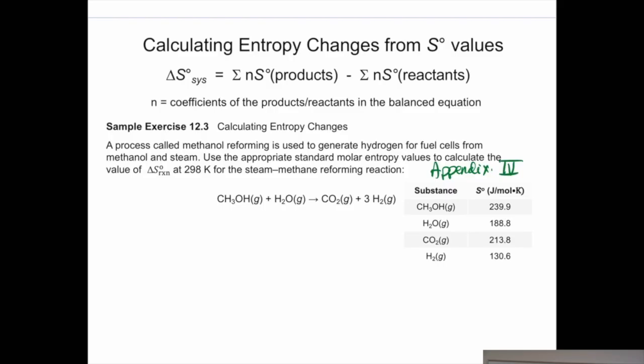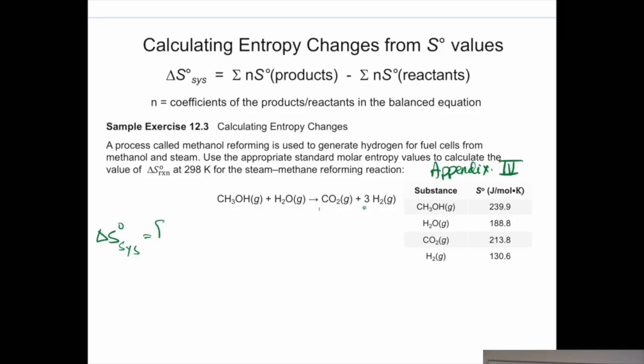I'll show you how it works on this one, and then you'll get a chance to practice it a little bit. So there's the equation up on top. We're going to calculate delta S, the standard change in entropy of the system. It's going to be equal to the sum of the standard molar entropies of the products. So we have to look. We've got carbon dioxide and H2. And we have 1 mole of carbon dioxide and we have 3 moles of hydrogen gas. So that's where the n comes into play.